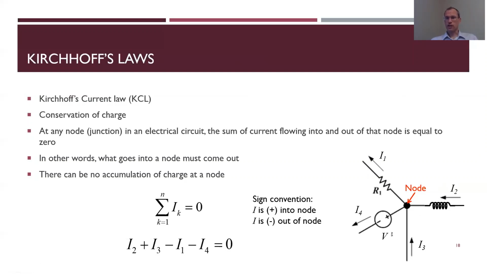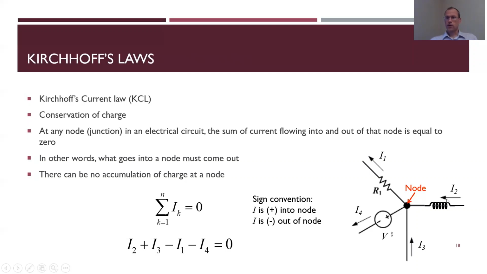So you kind of treat this as a black box or a tunnel or something, and whatever goes into the tunnel has to come out. It can't just magically disappear. So at any node, any junction, the sum of current flowing in equals the sum of current going out, or going in minus going out equals 0. However you want to phrase it, or however you want to state it mathematically, it doesn't matter.